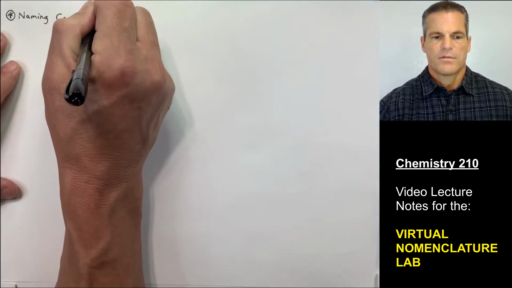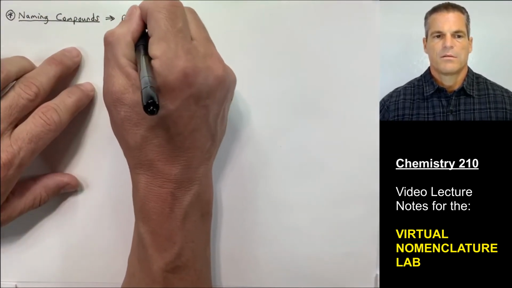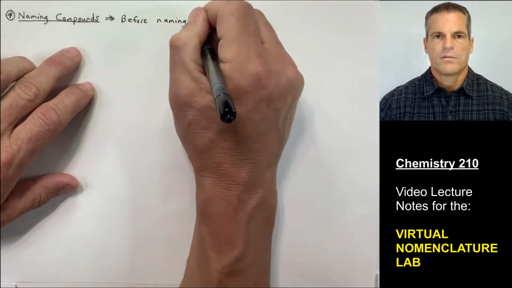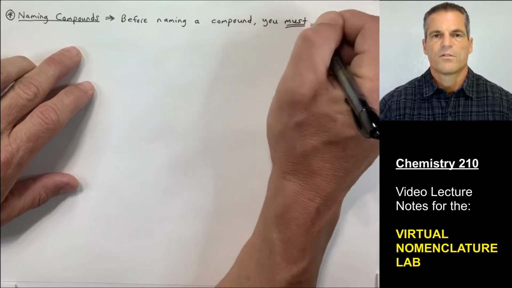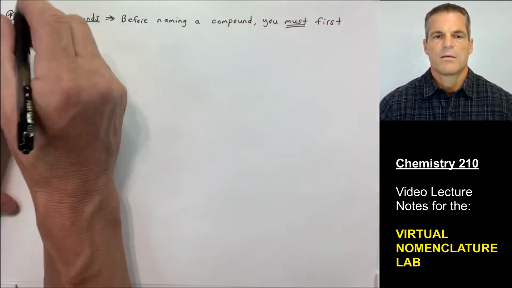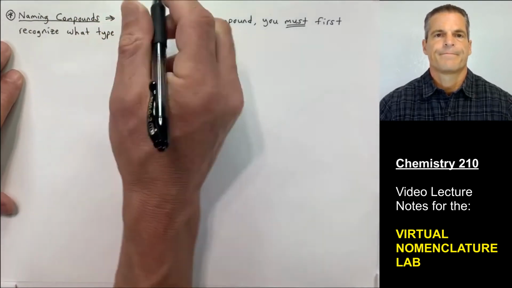Today we are going to start learning about naming compounds. This will take us about 3 videos, kind of a big topic. This is the first of 3 videos on naming covalent compounds and ionic compounds.